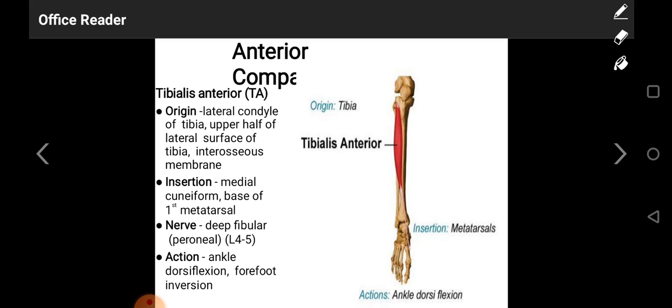It arises from the lateral condyle of the tibia, the upper half of the lateral surface of the tibia and the interosseous membrane between the tibia and the fibula. Insertion is on the medial cuneiform and base of the first metatarsal bone. Nerve supply is the same, that is the deep fibular nerve. Action is dorsiflexion and inversion.